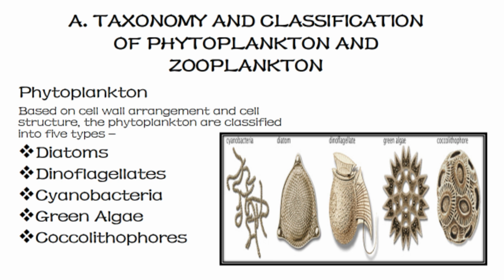Let's begin. So phytoplanktons, based on cell wall arrangement and cell structure, are classified into five types. First, we have the diatoms, dinoflagellates, cyanobacteria, green algae, and coccolithophores. So the diatoms, they are the so-called microalgae with characteristic shell-like structure that is composed of translucent silica.